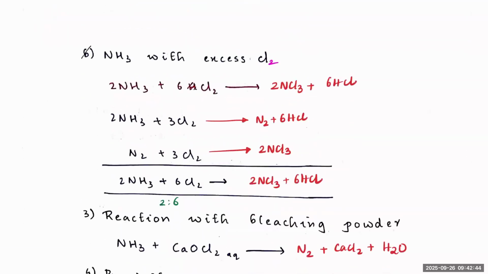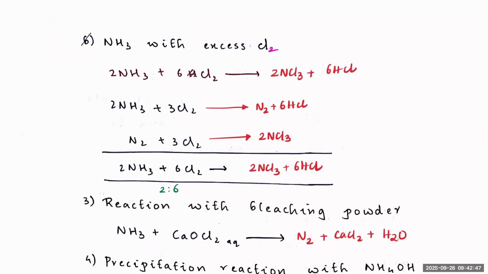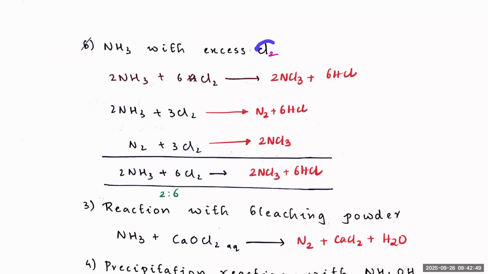Now, what if chlorine is in excess? Notice, if I take 2 moles of ammonia and 6 moles of chlorine, then nitrogen will convert into NCl3 and 6 moles of HCl will be present. Because ammonia is not in a larger quantity, this HCl cannot be further utilized. See the mechanism here: 2 moles to 3 moles, which we have done earlier also. So you will get N2 plus 6 HCl.